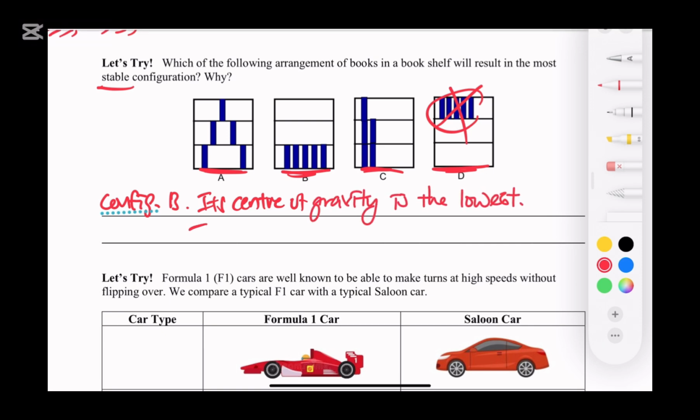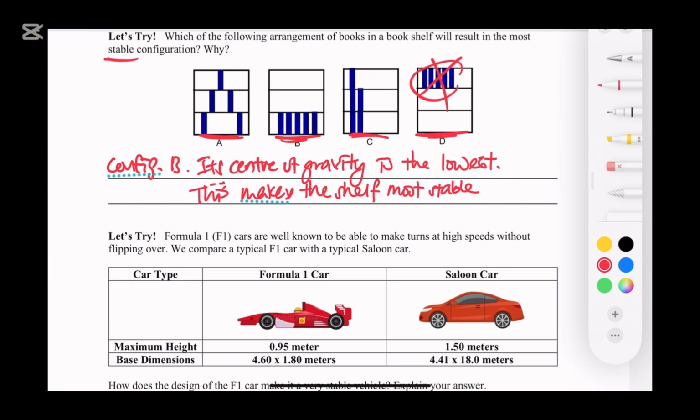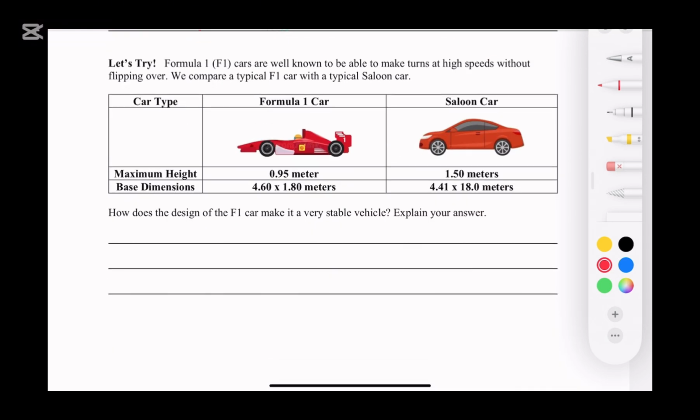Okay, so this makes the shelf most stable just by lowering the CG itself. Okay, so this makes the shelf more stable. All right, so now we are looking at the CG, right? The position of the CG itself. Okay, next we look at another example that plays with both CG and the base area.